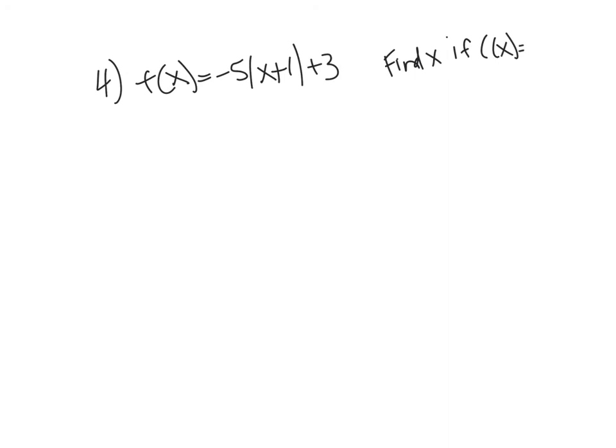So what if we have f of x equals negative 5 absolute value x plus 1 plus 3. Find x if f of x equals negative 12. So again, f of x is just fancy for y. So we're going to plug that in for y. So 12 equals negative 5 absolute value x plus 1 plus 3.